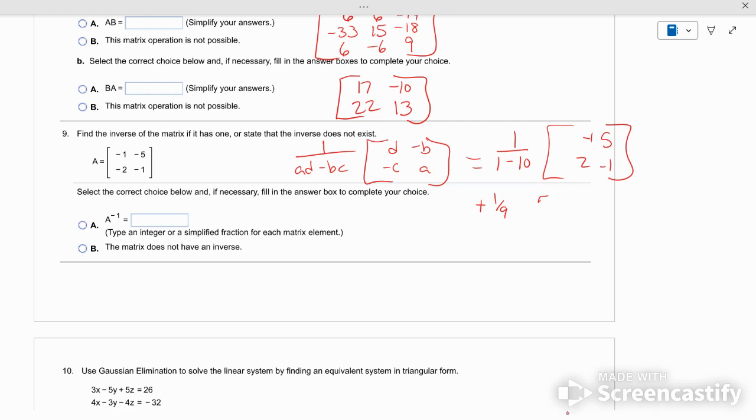And then negative 5/9, negative 2/9, and positive 1/9. Do you agree?